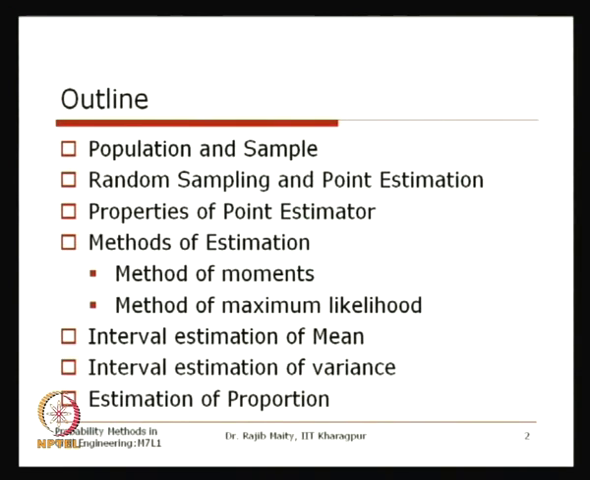So the outline of today's lecture is that first we will discuss the population and sample, then random sampling and point estimation. As I was mentioning, we just estimate a single value from the sample. Then properties of point estimation, and there are two methods for this estimation: one is called the method of moments, another is the method of maximum likelihood.